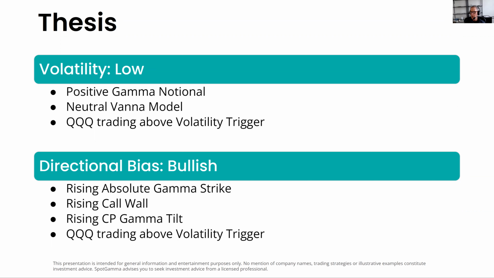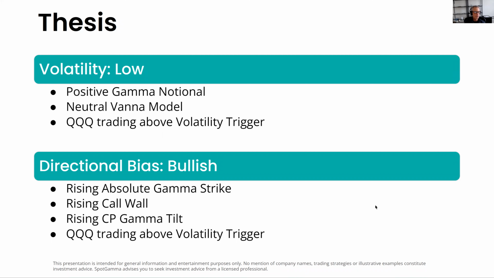Also, the neutral Vanna model showed that market maker hedging activity would most likely not be a significant factor for the day. And then QQQ was trading well above the volatility trigger, again indicating market makers most likely have a positive gamma position. And this is often a bullish signal when the instrument you're trading is trading above the volatility trigger. It's typically a good idea to lean bullish.